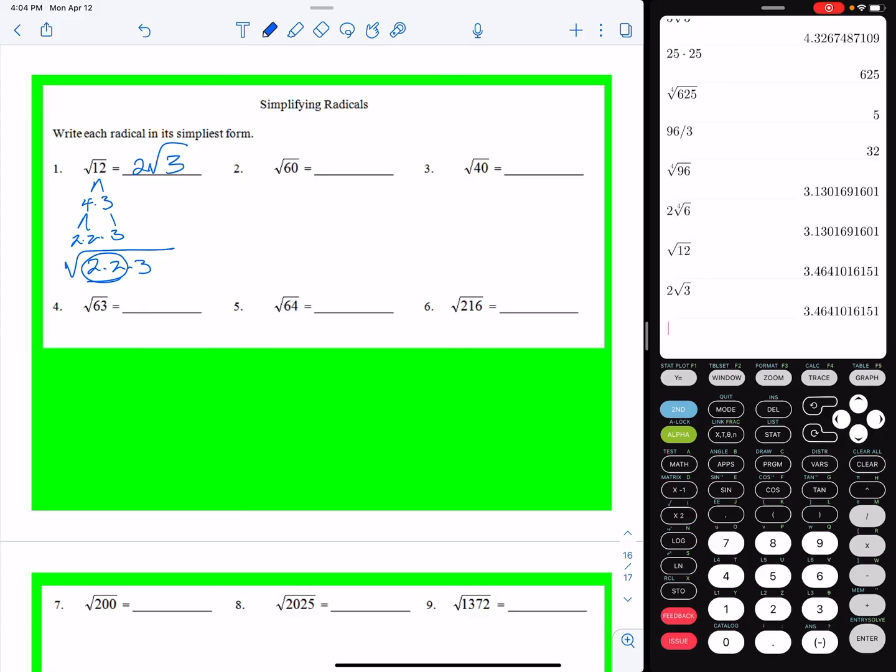So this lesson, we're going to do the assignment tomorrow in class. So this is the video to learn how to do it so that tomorrow we'll be prepared to solve and simplify radicals. So until next time, I'll talk to you later.